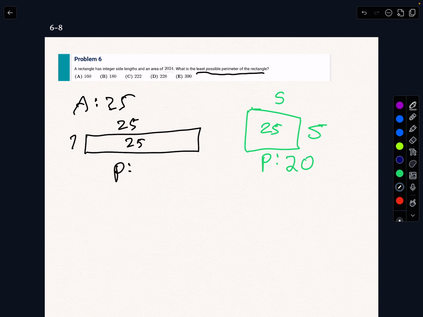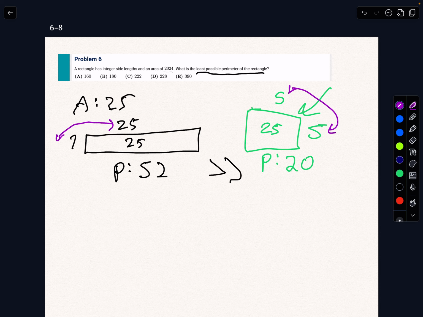I'm going to draw two different rectangles with different perimeters that both have the area of 25. For example, 25 times 1 is 25, and 5 times 5 is also 25. The perimeter of this rectangle is 5 plus 5 plus 5 plus 5, so 5 times 4, which is 20. However, the perimeter of this rectangle is going to be 50 plus 2, 52. So obviously the perimeter of this rectangle is way bigger than the perimeter of this rectangle.